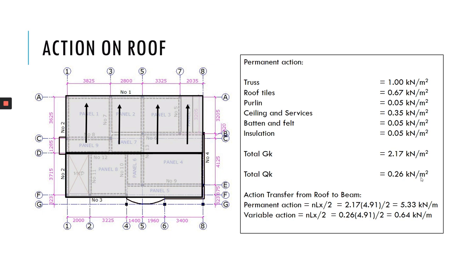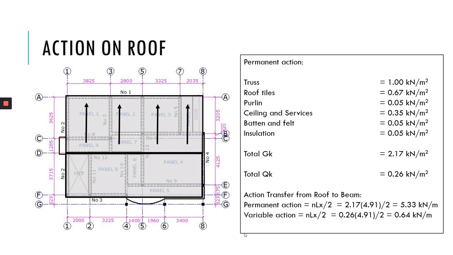suggestion or recommendation. So the action transfer from roof to the beam, we use a one-way slab formula, Lx over 2. So 2.17, okay, times 4.91 for the permanent action. Okay, 4.91 is the length, divided by 2. And then for the variable action is also same, Lx over 2, 0.26 here times 4.91 divided by 2. So you will get the answer 0.64. So no need for you to factorize it first.